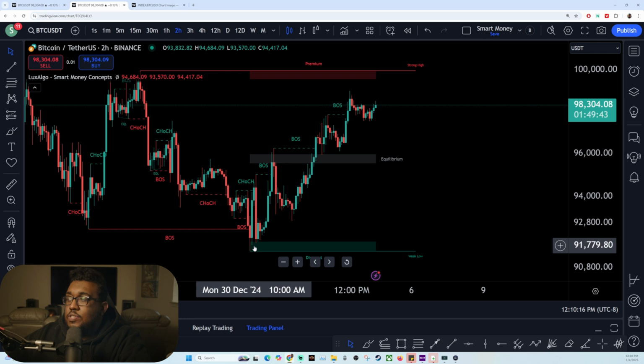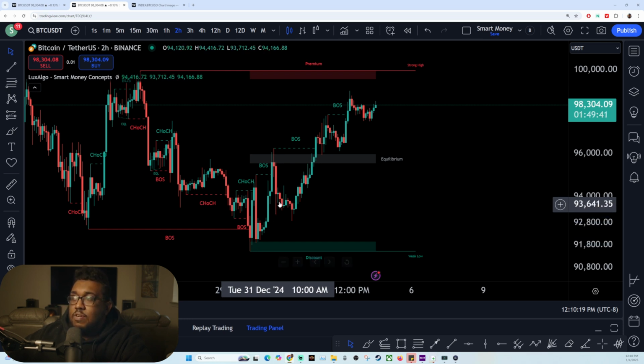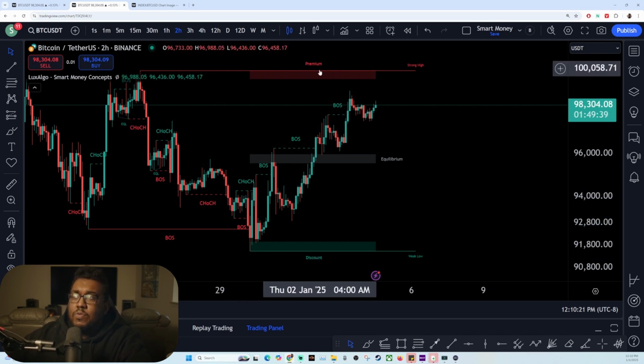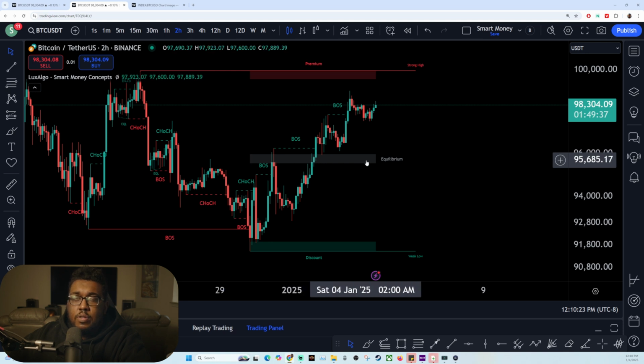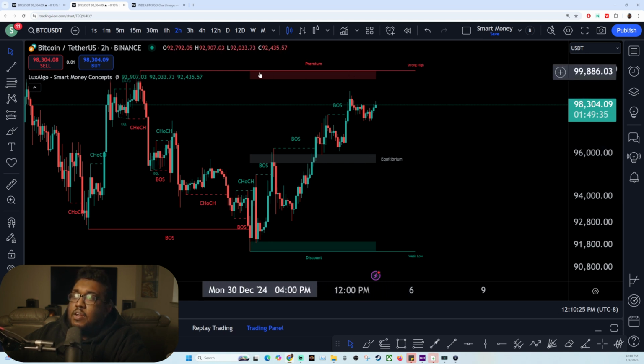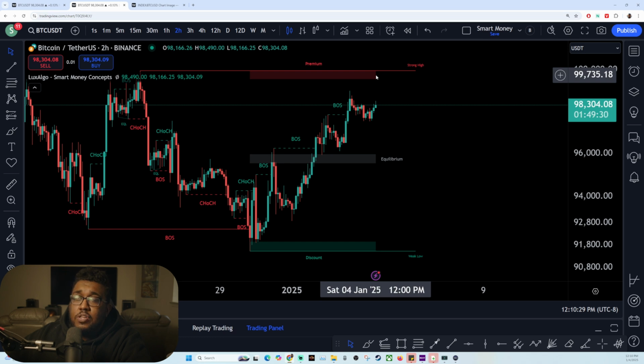You can see the discount zone right here is around 91,800. Again, kind of where the order blocks are going to be, but this one also gives you the equilibrium, which I think is pretty nice as well. And you can see the premium right here. We have a strong high at the same time. That's probably where you're going to be looking to sell your position and take your profits and then reinvest them later on to make you even more money.